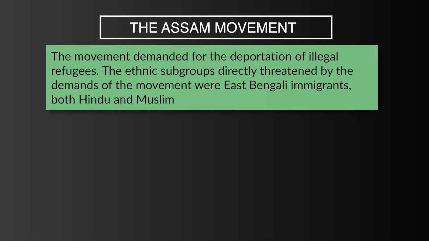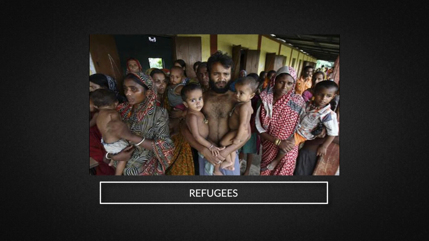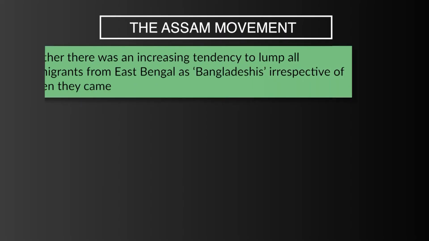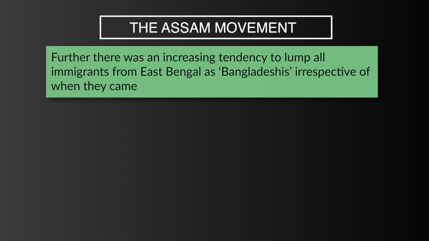What the movement did was, it claimed that illegal migrants should be deported. They also thought that East Bengali migrants, although they were both Hindus and Muslims, were called Bangladeshis, and they lumped all immigrants from East Bengal as Bangladeshis.